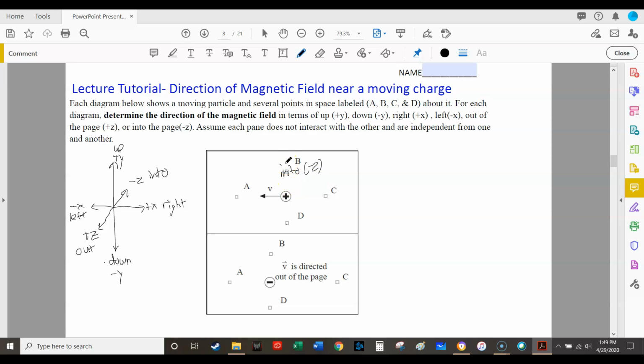Now, the magnetic field is rotating around this, up into the page there, down on the other side of this, and this is actually in D. When I bring my fingers around, they seem to be coming out at the bottom of this, out of the page. So this top part was negative Z, this bottom part is going to be positive Z.